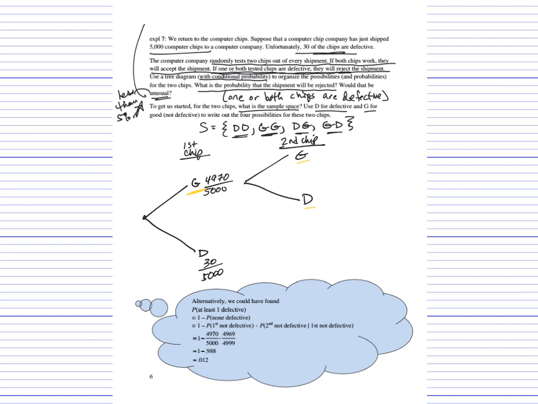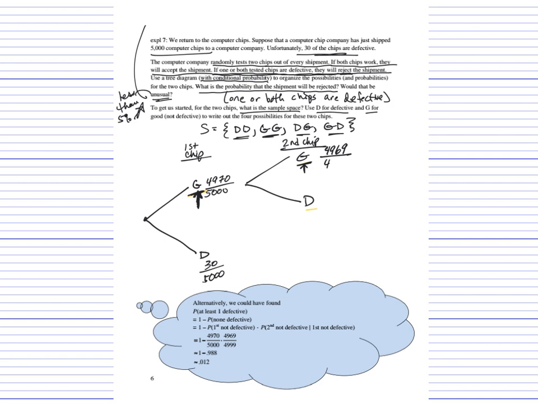So, assuming the first chip was good, we are on that branch of the tree. We have to assume the first chip was good, okay? Then we're going to come up here and say, what's the probability that the second chip was also good? Well, number of successes, assuming that the first chip was good, the number of successes should go down by one, shouldn't it? Shouldn't it be 4,969 successes left, since the first one was also good? And how many possibilities? Well, wouldn't there be one less possibility there too?